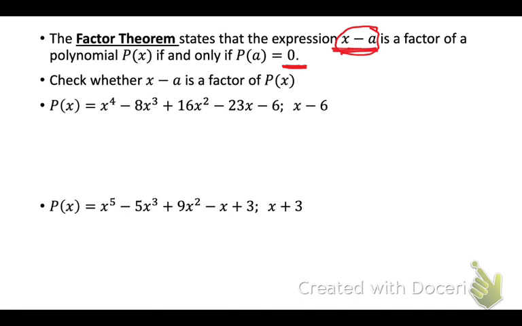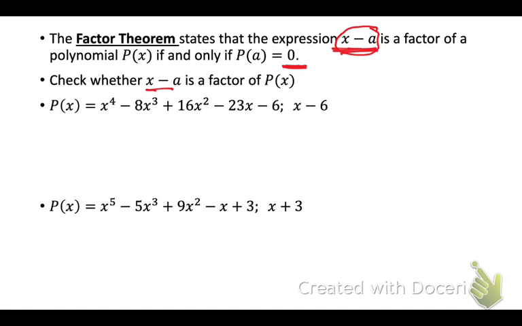Is the semicolon saying divide? No, it says check whether x minus a is a factor of p of x. So this is p of x, and this is x minus a. It's just dividing the two. If I'm checking if it's a factor, my remainder has to be what if it is a factor? 0. If it's not 0, then it's not a factor.